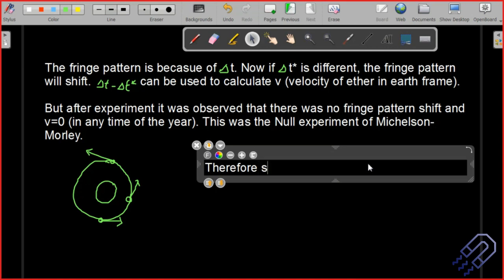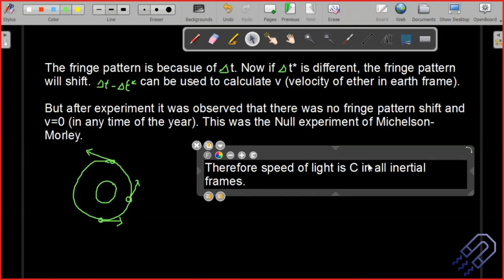Okay, therefore we can conclude the speed of light is C in all inertial frames. And from here we are going to write down the postulates of the special theory of relativity, where we say that the speed of light in vacuum will be the same, regardless of the motion of the observer or the source. That's a very important conclusion of the special theory of relativity. So this was the conclusion of the Michelson Morley experiment.